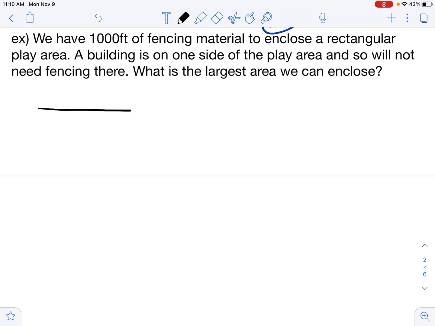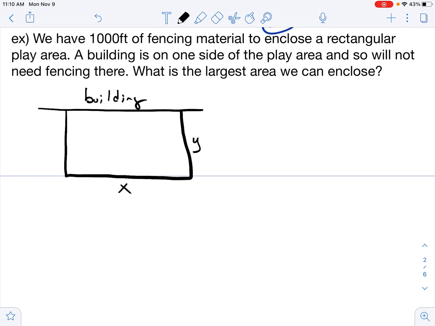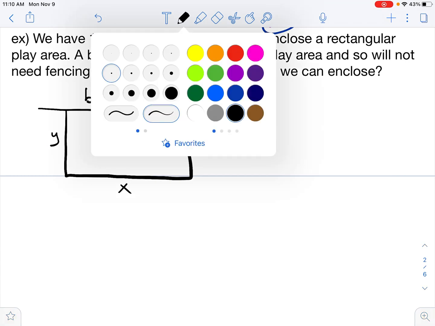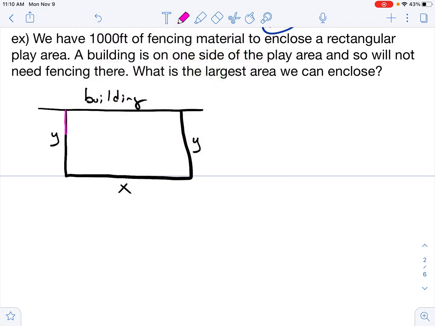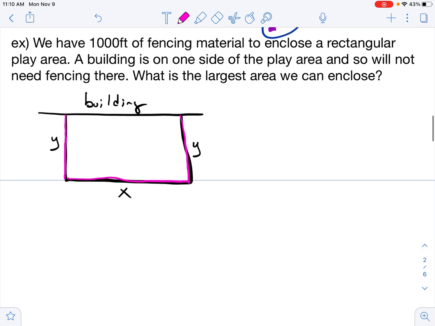So here I'm going to draw this kind of like a bird's eye view. So we're looking down on this rectangular play area. Now here is the building, and so we don't have any fencing material there. I do need variables. I'm going to call this X, and I'm going to call this Y. So if you think about it, the total fencing material is these three sides: a side of length Y plus a side of length X plus another side of length Y. So there's our constraint.